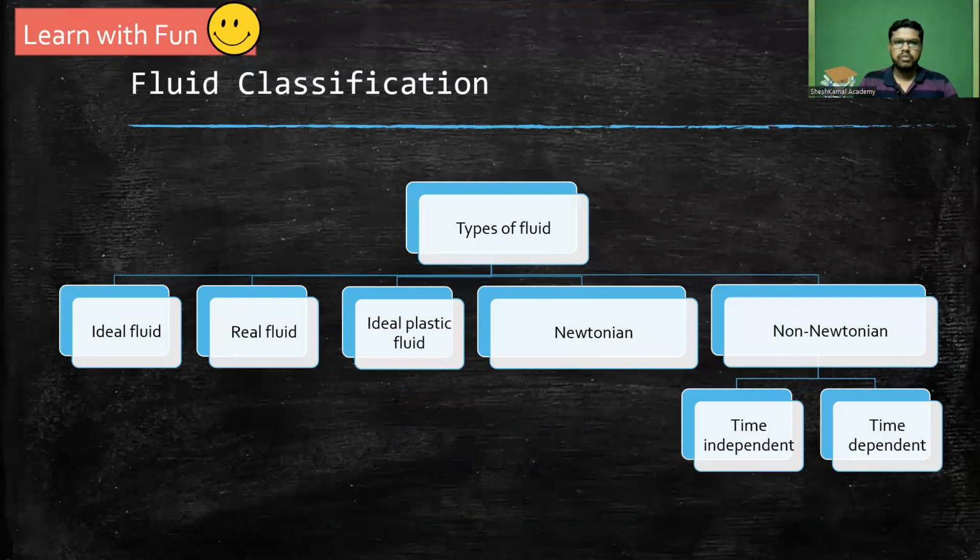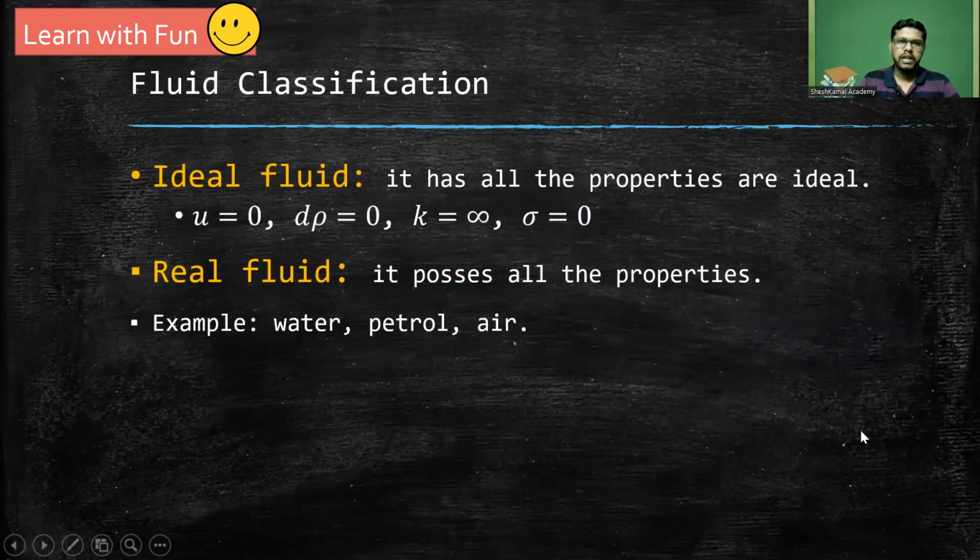Mainly the types of fluid are classified as ideal fluid, real fluid, ideal plastic fluid, Newtonian fluid, and non-Newtonian fluid. Further, the non-Newtonian fluid is classified as the time-independent fluid and time-dependent fluid. Each type of fluid we will learn one by one. Now the first one is ideal fluid.